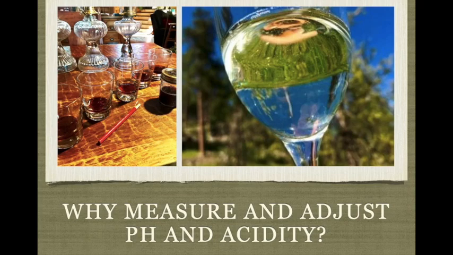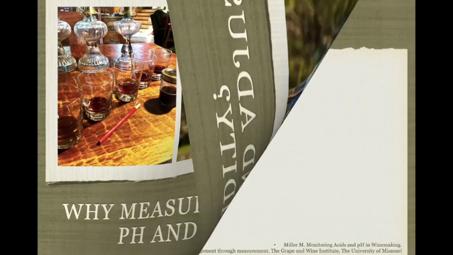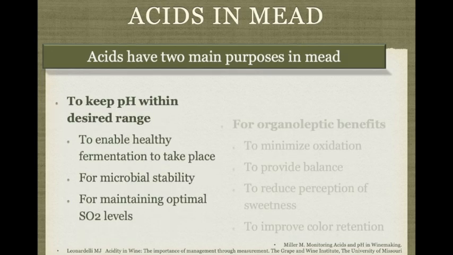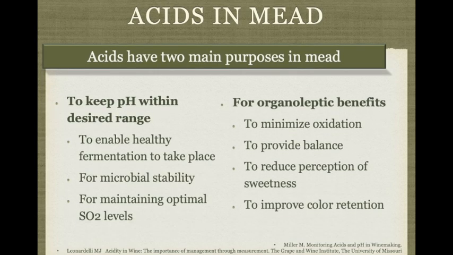So why measure and adjust pH and acidity? Acids have two main purposes in mead. For one, it's important to have a sufficient amount of acid, but not too much, to keep the pH within the desirable range so that healthy fermentation can take place. For microbial stability, a higher pH is an environment that would be more friendly to unwanted microbial activity, and also to maintain optimal sulfite levels. The lower the pH, the more effective the sulfite is. I talk about this much more in my sulfite talk.